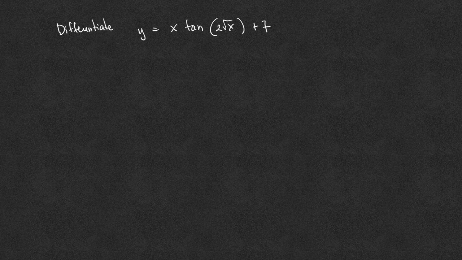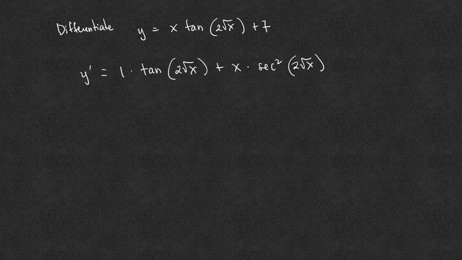Y prime equals, using the product rule, we have the derivative of x, which is 1, times, keep the second factor, tangent of 2 root x, plus, keep the first factor and multiply the derivative of the second factor. The derivative of tangent is secant squared. Inside is 2 root x, and then we multiply the derivative of the inner function.